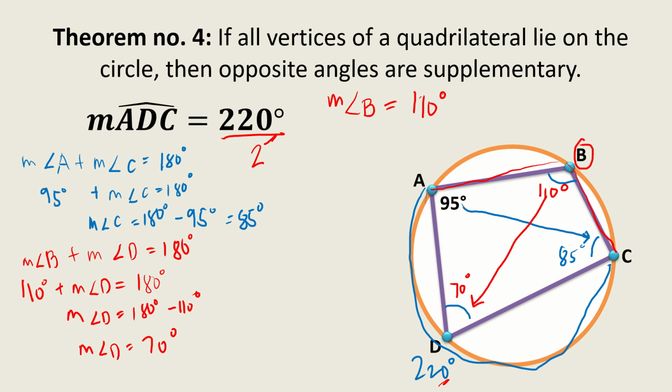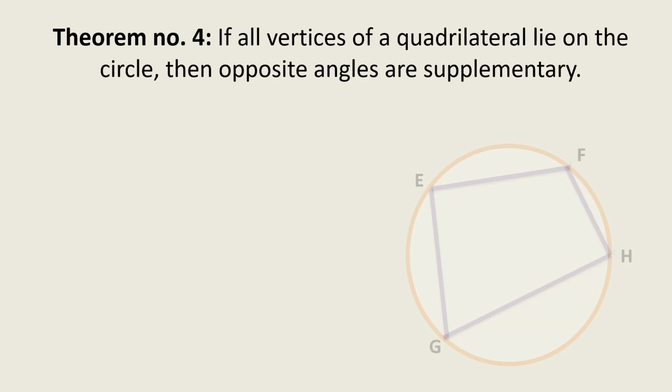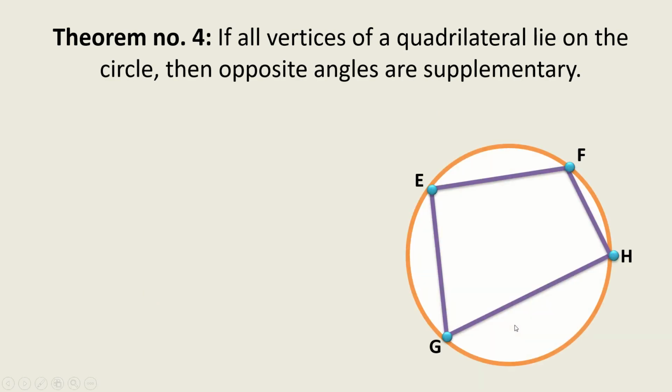So, nakuha na po natin lahat yung measure ng angle na meron si quadrilateral. Now, on the next examples po, let's take it a little higher po. Medyo ibahin natin, lagyan natin ng variables. Okay po? So, we have it here, quadrilateral naman, EFHG.